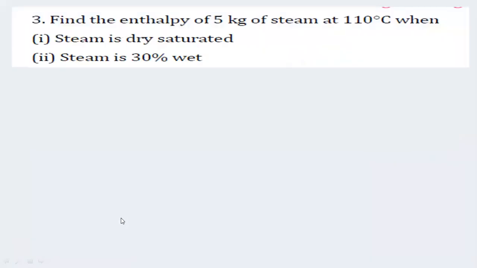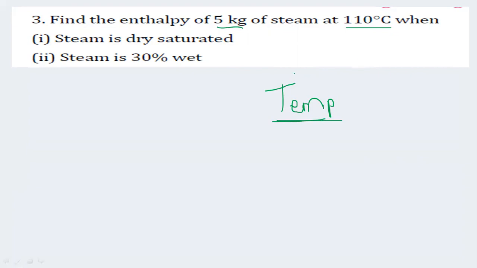The third problem which we have taken here is we have to find out the enthalpy of how much? 5 kg of steam. And this 5 kg of steam, how is it developed? It is developed at what conditions? It is developed at a temperature. So in this case, what is the reference now? Temperature is the reference, which means you need to refer to a steam table where temperature is your first column as your reference. So now you have to refer to a steam table where it is based on temperature basis.